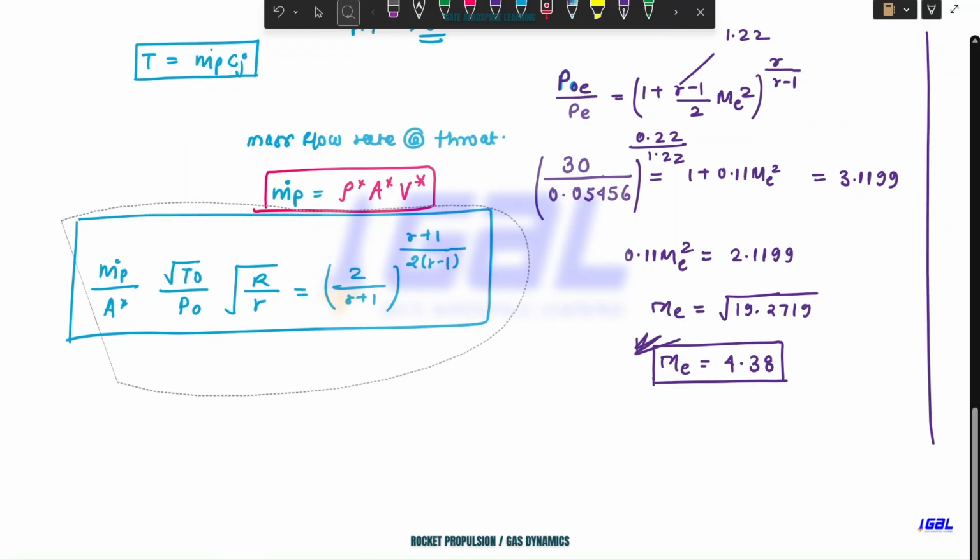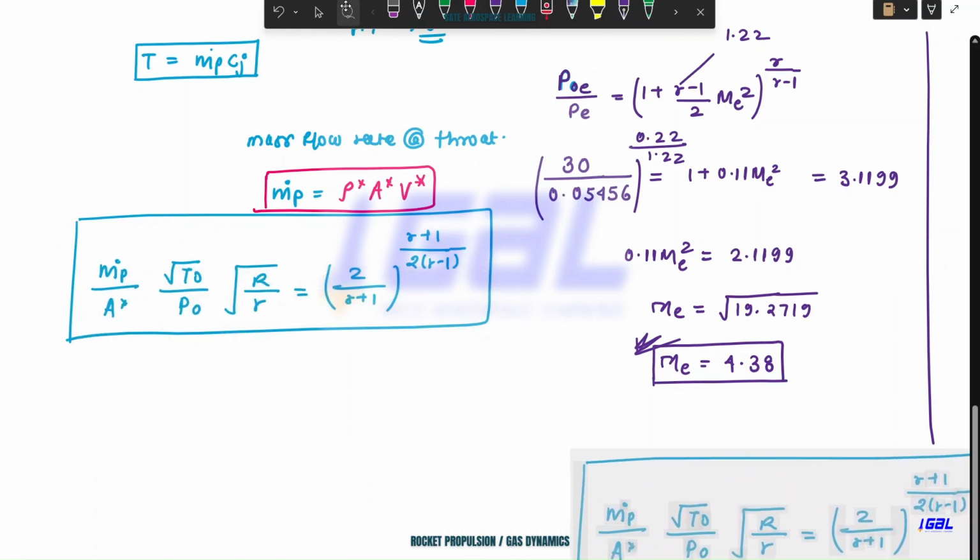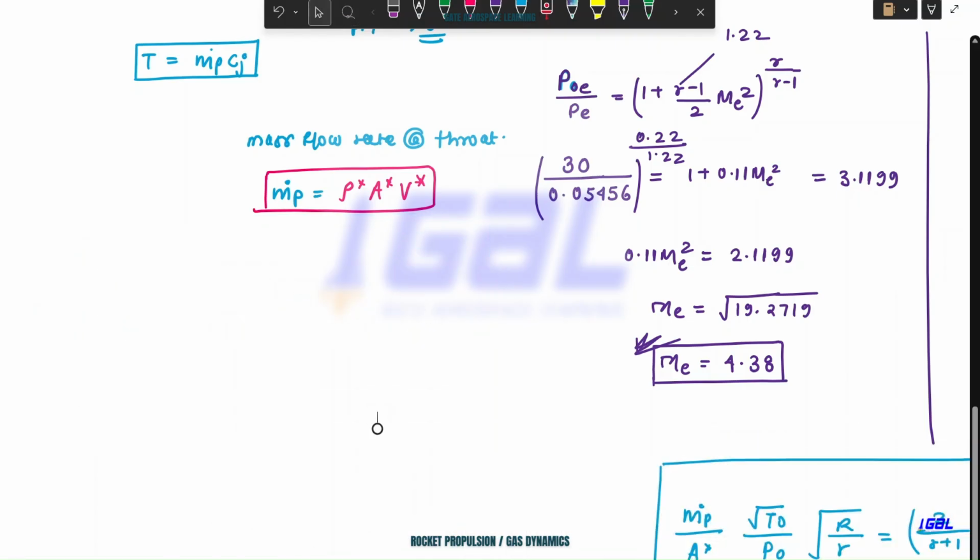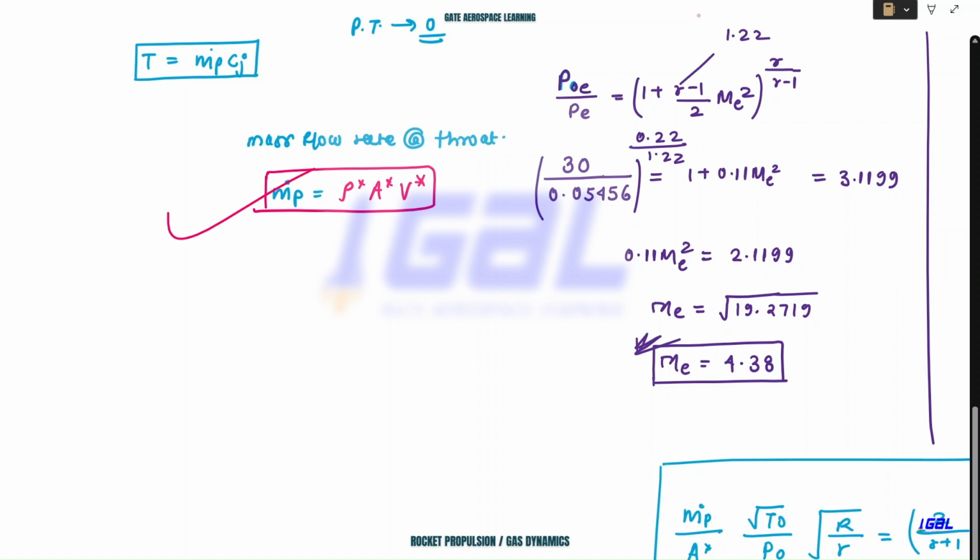So let me take this. Okay, so let me keep it here. Then we'll do the calculation. First, we'll do the calculation using this formula. So let's do the calculation for this as well. The challenging part again is, you have A star, you have already the throat area, right? I don't have V star, I don't have rho star here.